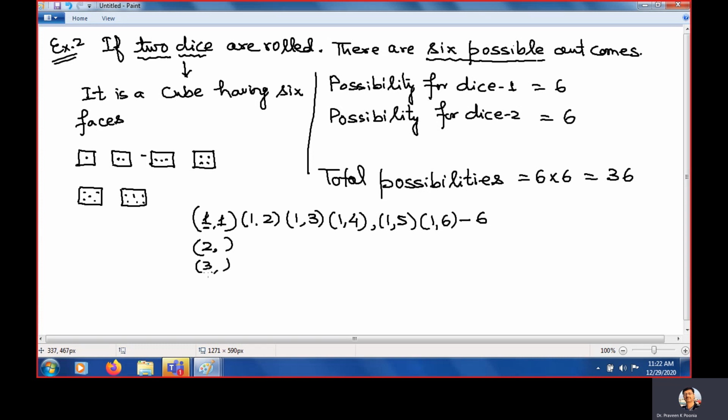Similarly, now we will take 2 at first, then 3 at first, then 4 at first. Clear? Then 5 at first, and then 6 at first. So there will be how many? 6 here, 6 here, 6 here, 6 here, and 6 here. If you add them, it will be 36 possibilities. Clear? Because the first position of the dice can move from 1 to 6, similarly the second position of the dice can move from 1 to 6. 6 times 6 is 36 possibilities. Clear? This is example number 2.